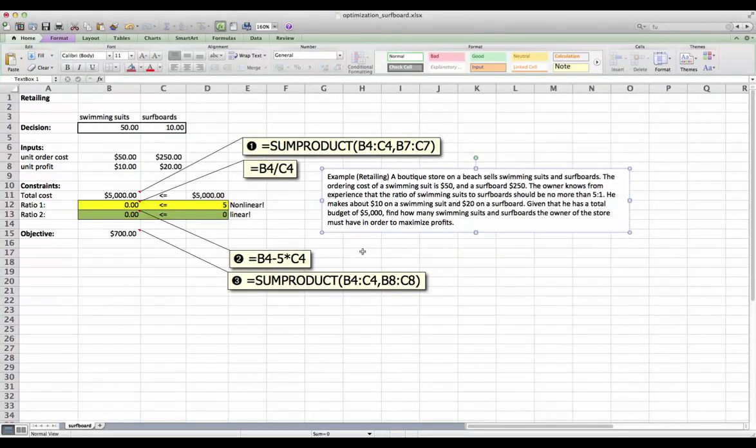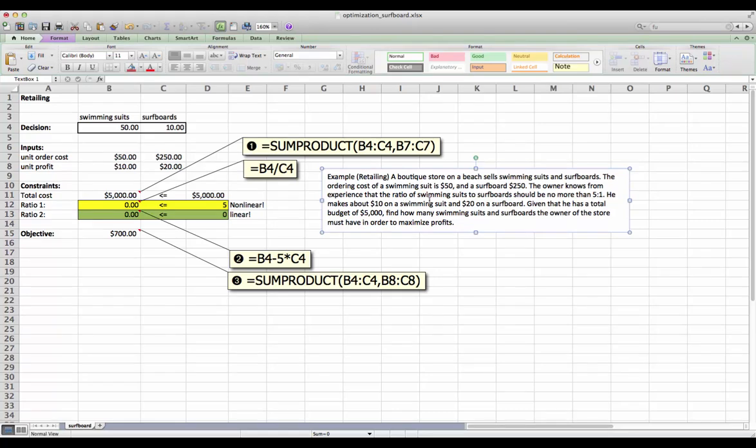Now let's look at an optimization problem that has a potential pitfall if we are not careful in formulating linear constraints. Here's the setup. A boutique store on a beach sells swimming suits and surfboards. The ordering cost for a swimming suit is $50 and for a surfboard $250.